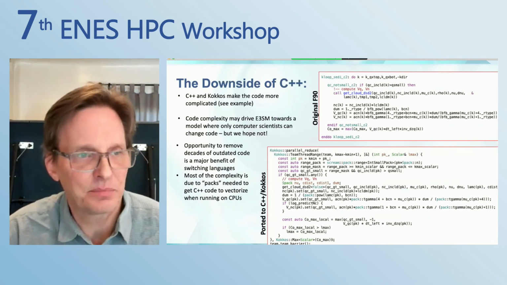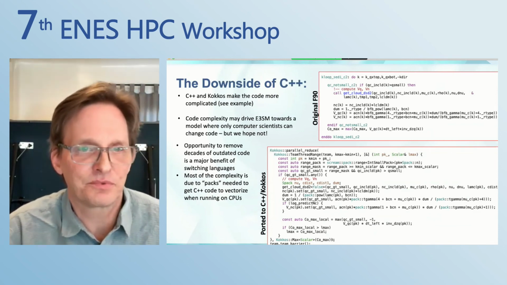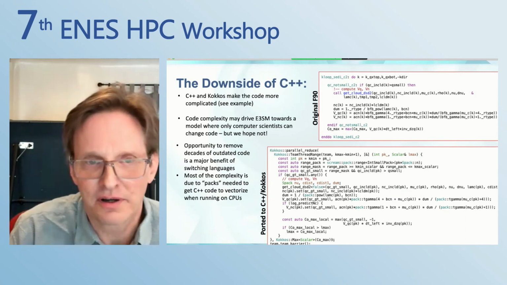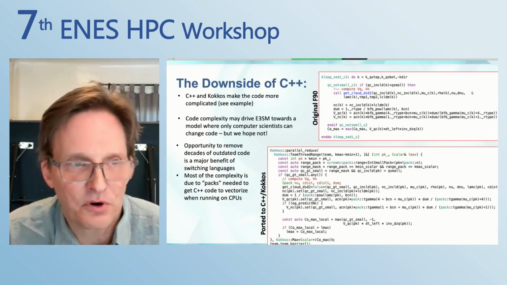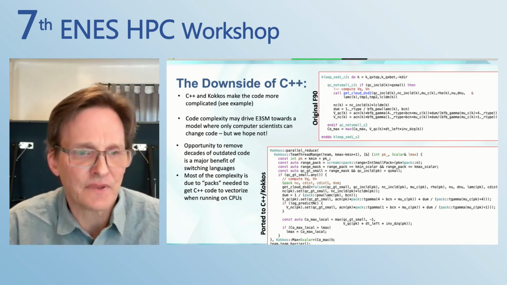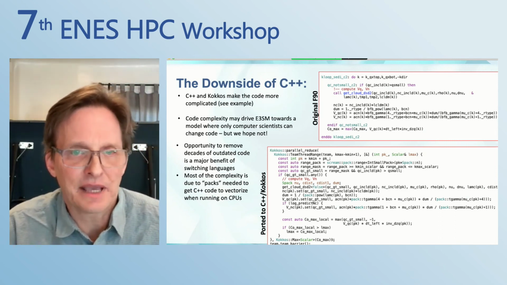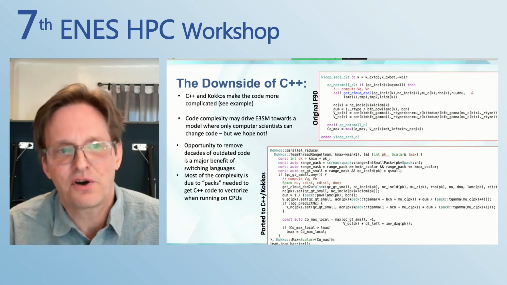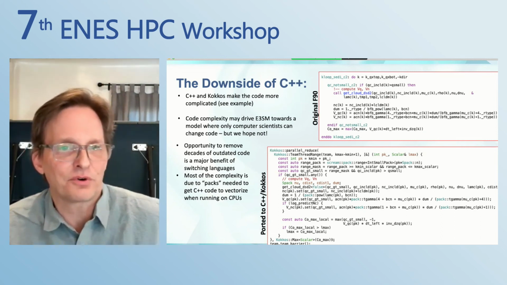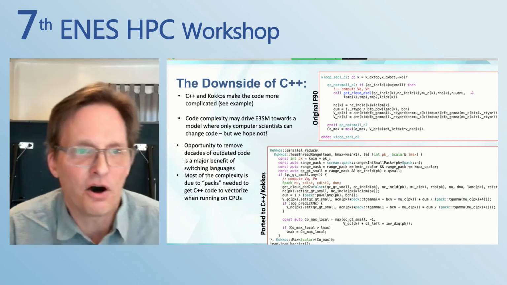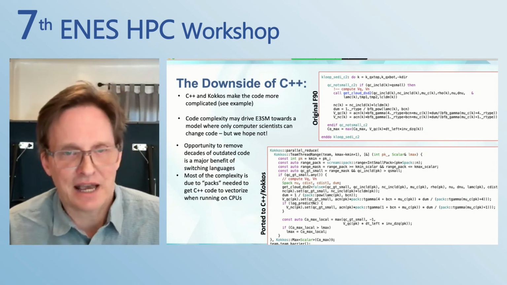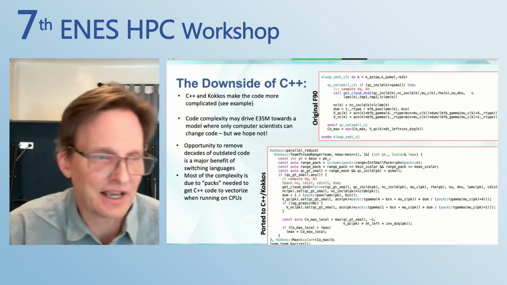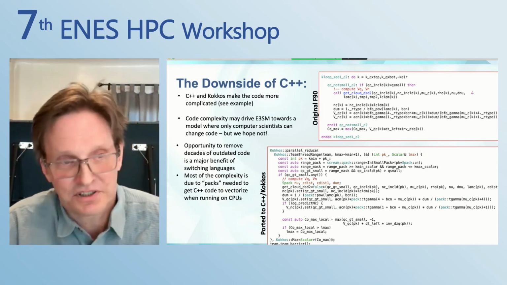The downside of C++: the C++ code is definitely more complex than the Fortran code. I put one example here of the complexity. We don't think this is the case, but some people are worried that we'll end up in a model where only computer scientists can change the code. So we'll have a staff of climate scientists and a staff of computer scientists working together.